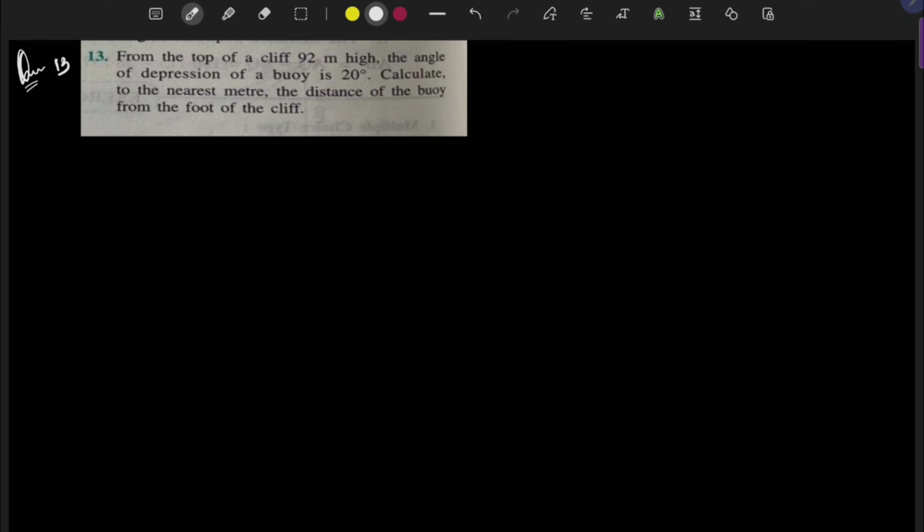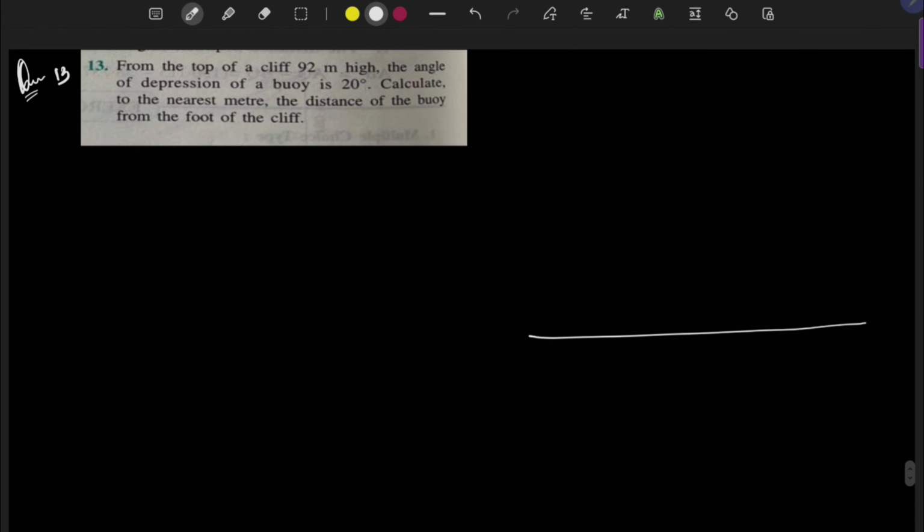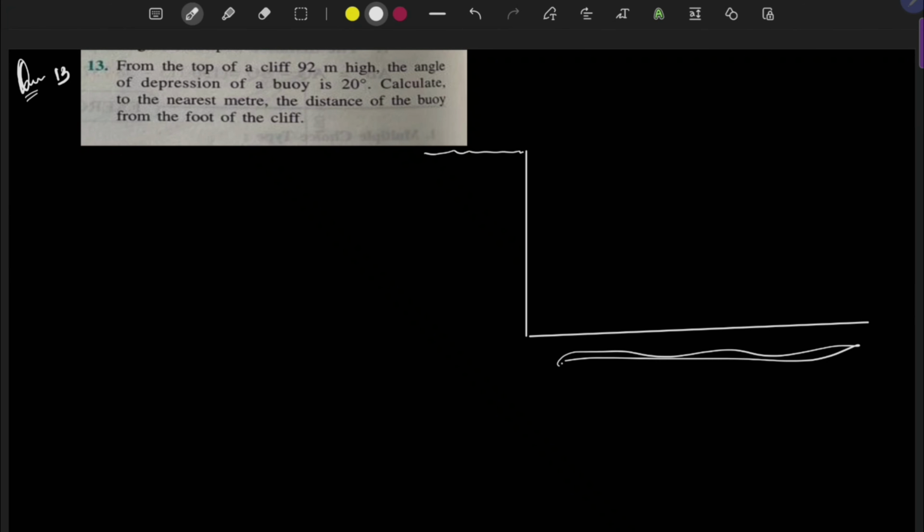अब इस question में क्या कह रहा है, एक vertical cliff है. So let's draw a vertical cliff. ये एक vertical cliff है, यहाँ पे खड़ा है एक आदमी. So cliff will be like this, no? And this is a water body only, you can understand this particular base. Okay. So from top of a cliff from here, which is of 92 meter. This is 92 meter.